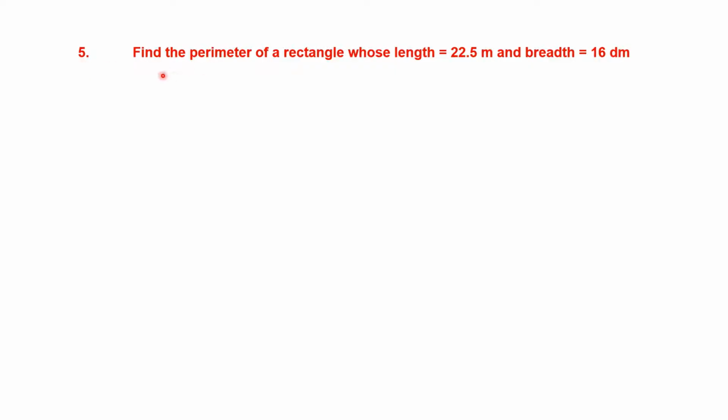Question 5. Find the perimeter of a rectangle whose length and breadth are given to us. But look at the units. Length is 22.5 meters and breadth is 16 decimeters. So one of these has to be changed. It's always better to change the decimeter to meter. So we're going to convert decimeter to meter.